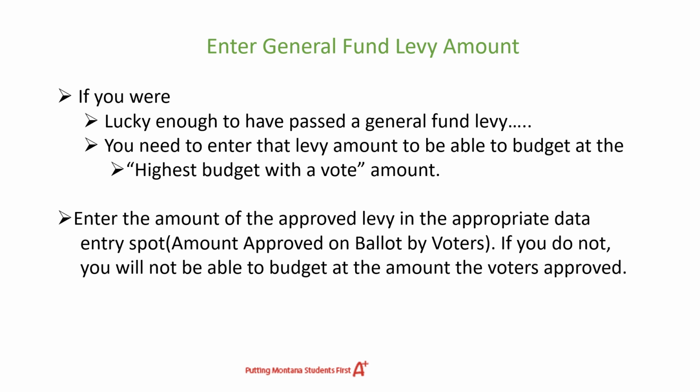If you were lucky enough to have passed a general fund levy, you need to enter that levy amount to be able to budget at the highest budget with a vote amount. Enter the amount of the approved levy in the appropriate data entry spot, which would be the amount approved on ballot by voters. If you do not, you will not be able to budget at the amount the voters approved.